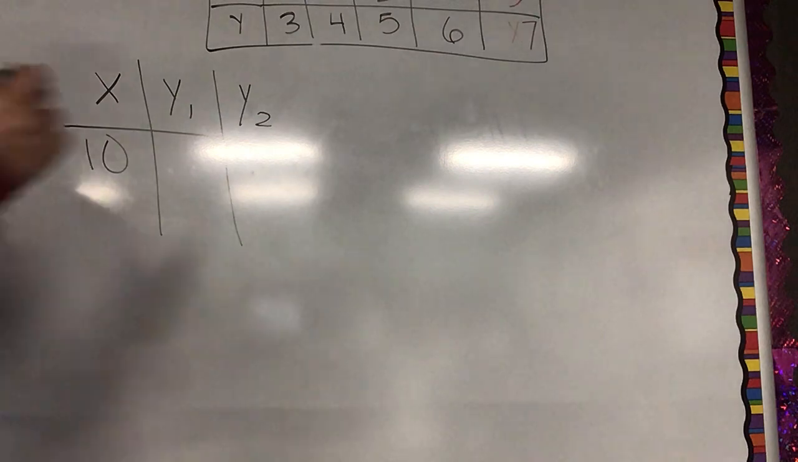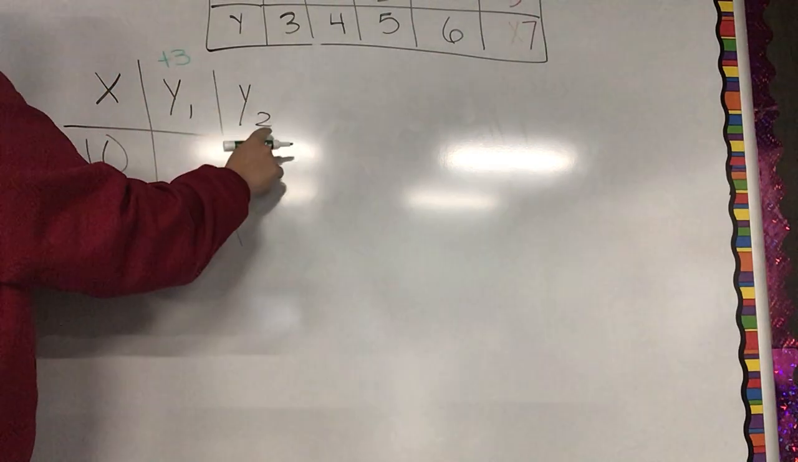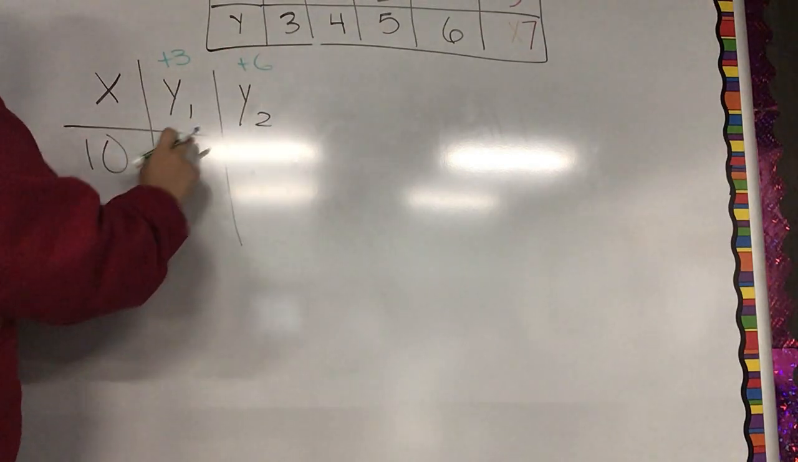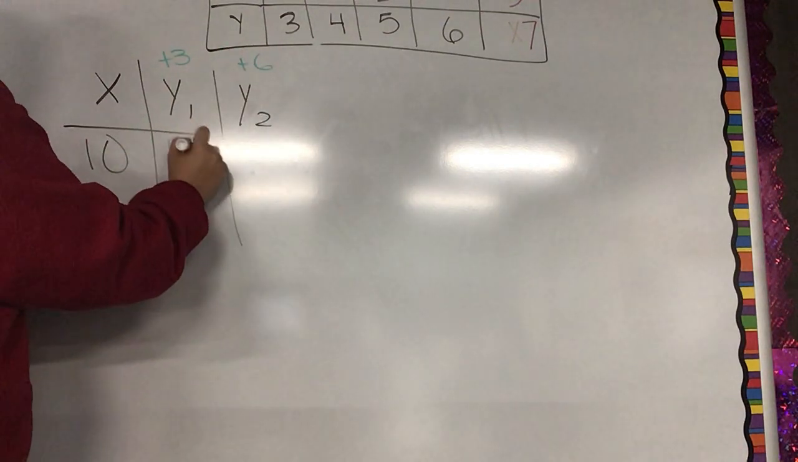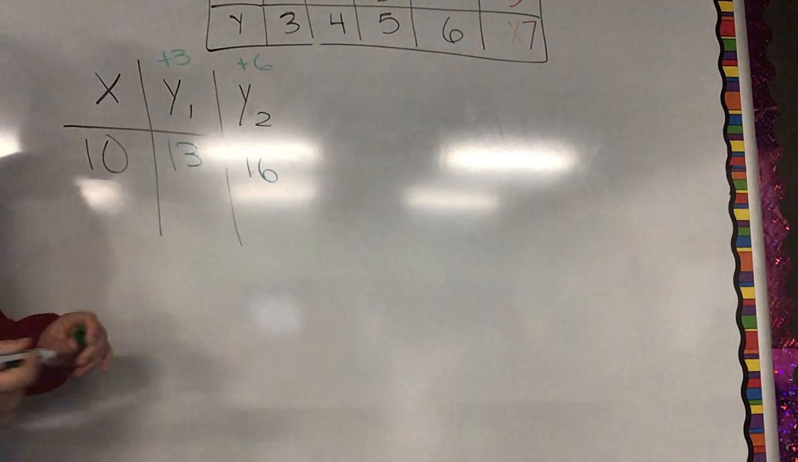My rule for y1 is I add how many? 3. I add 3 to x. How many do I add to x for y2? 6. So y1 I would have 13. Y2 I would have 16. Very nice.